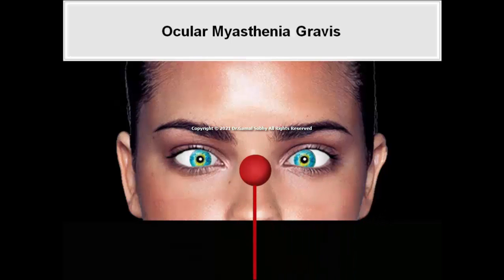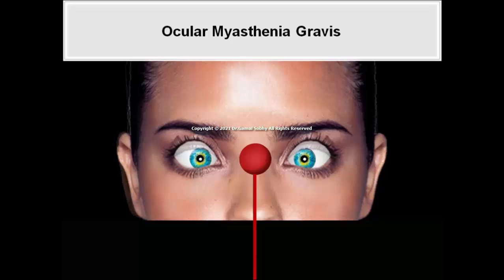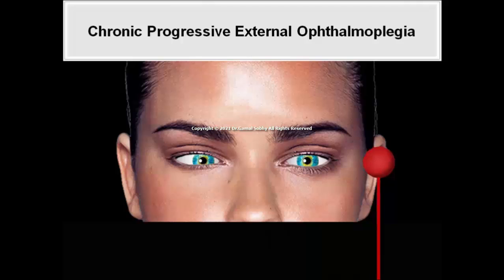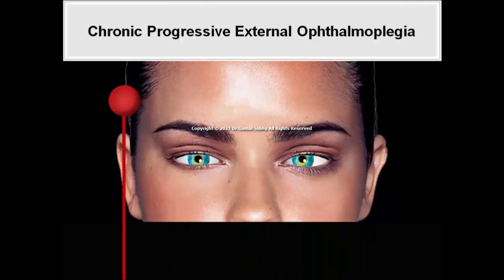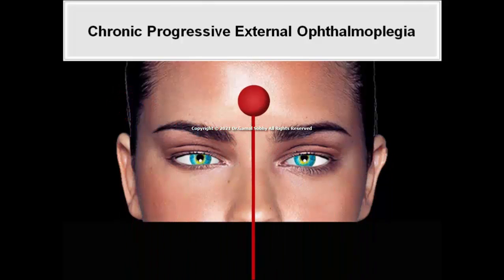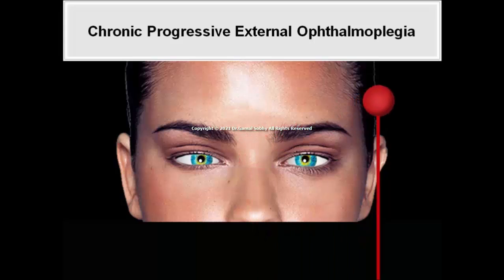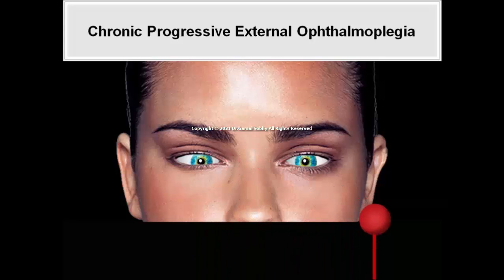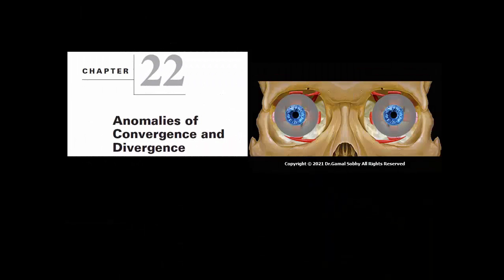Cogan's lid twitch sign is a helpful diagnostic sign. After rapidly and repeatedly looking from downward gaze into the primary position, the upper lids will elevate excessively for a brief moment and may twitch several times. Chronic progressive external ophthalmoplegia is a rare progressive disorder that affects bilateral ocular motility and the levator palpebrae muscle. It is characterized by bilateral ptosis and decreasing motility of the eyes in all directions of gaze.